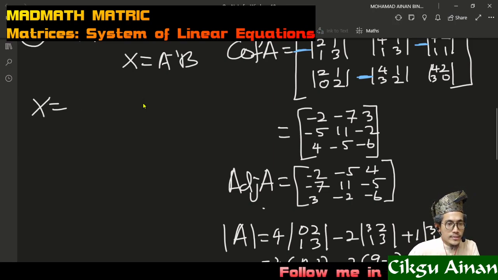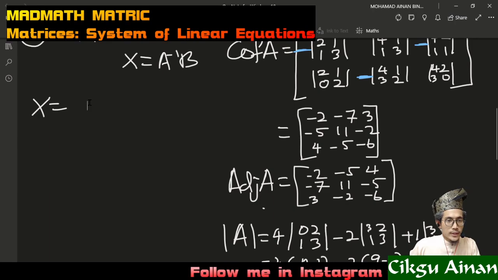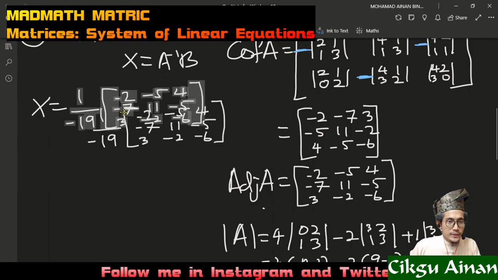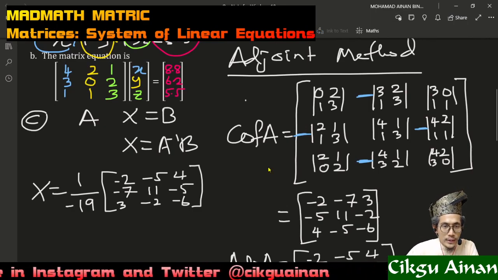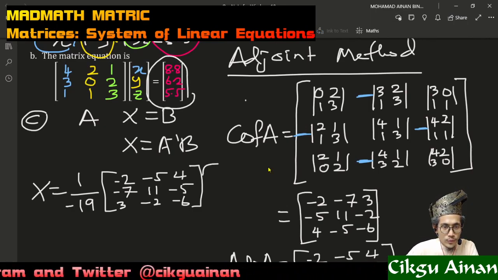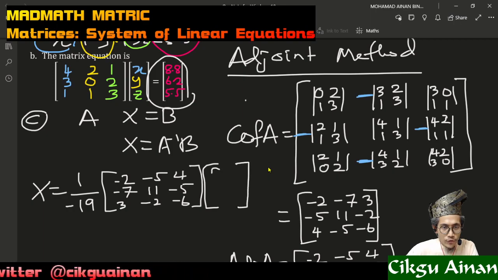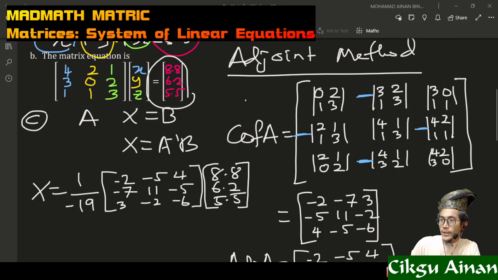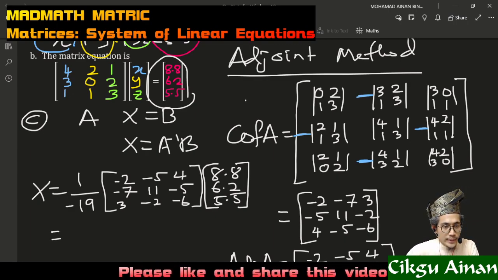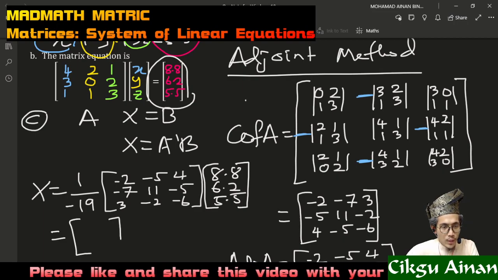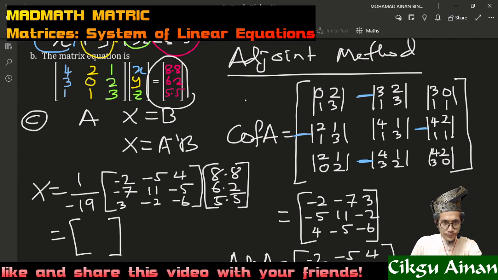So X equals the inverse, and then the value of B. What is the value of B? This whole lot. So we can just copy, paste, and write it over here. So 8.8, 6.2, 5.5. Is there someone who wants to join? Okay, good then. And then we can get the values. Now, what are the values?